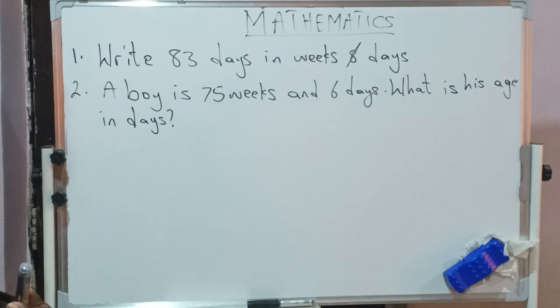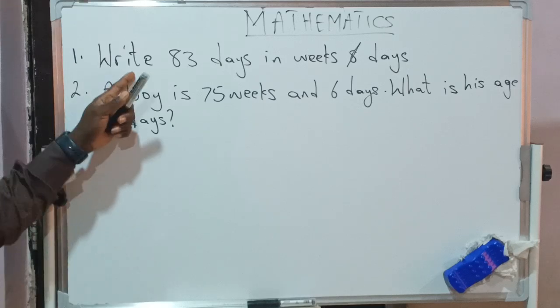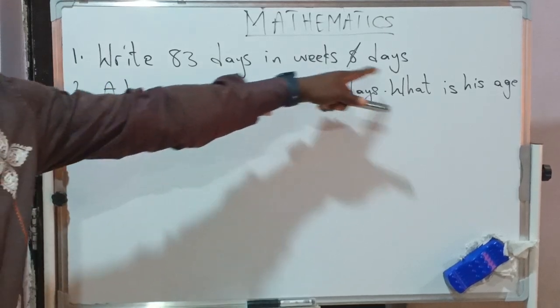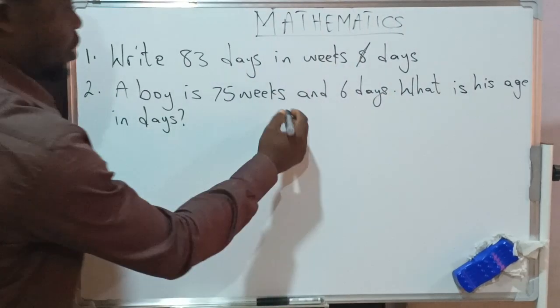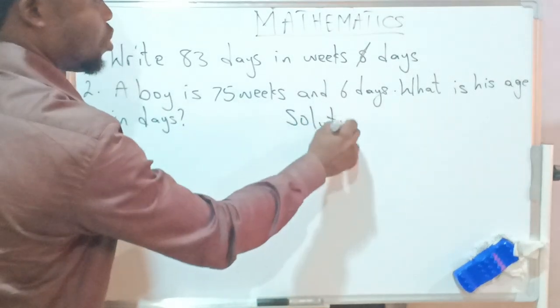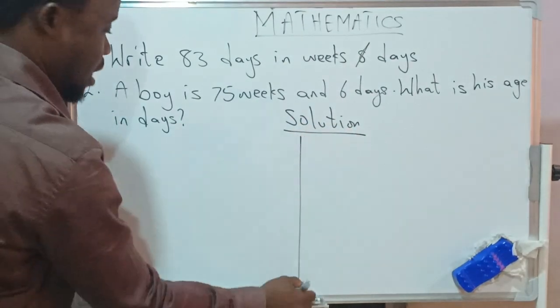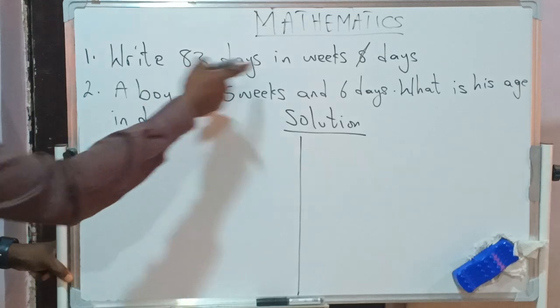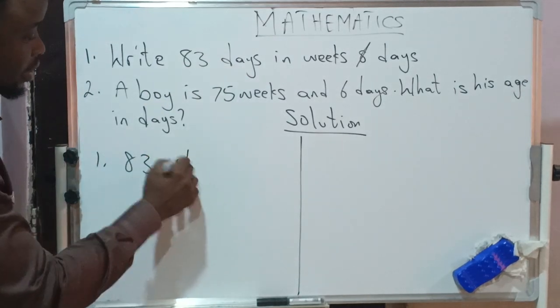At this moment we'll be looking at these two simple questions. Now, the first one says, write 83 days in weeks and days. If I'm to take the solution without wasting time, number one, write 83 days.